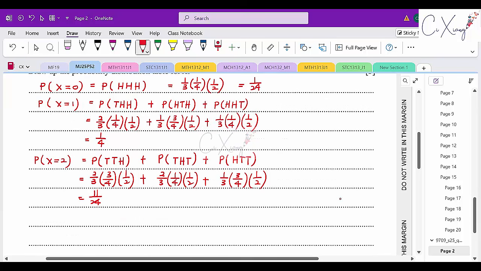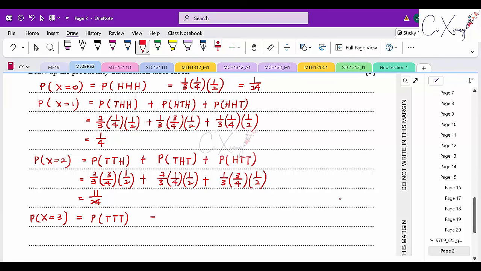Then lastly, we want to calculate the probability for x equals to 3. And what do we have here? X equals to 3 means all the 3 coins show a tail. So you will be having tail, tail, and tail. Only one possible case here. And then we are having 2 over 3, and then 3 over 4 with 1 over 2. Then by right, you will be getting the probability 1 over 4 as well.